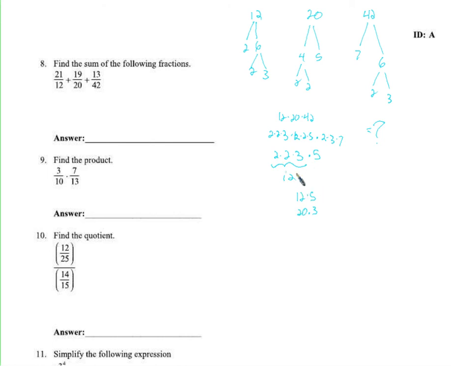Okay, so this number right here has 12 as a factor and 20 as a factor, but it doesn't have these extra twos like we had before. We don't need those extra twos. We can use these two twos again to make the 20, okay?